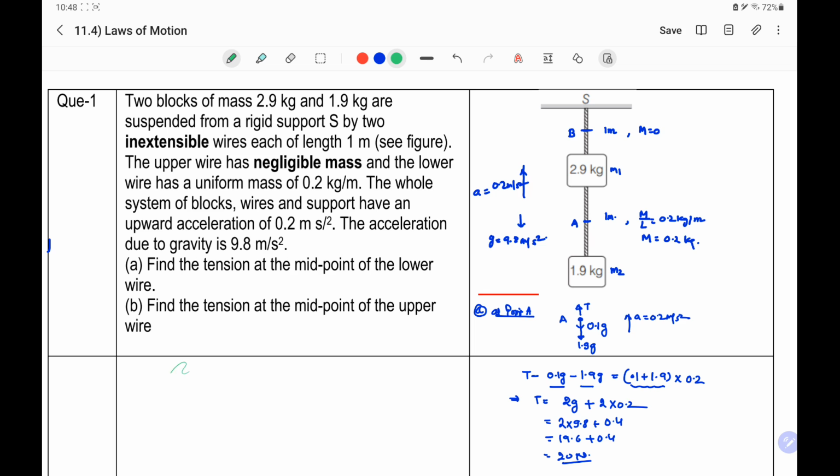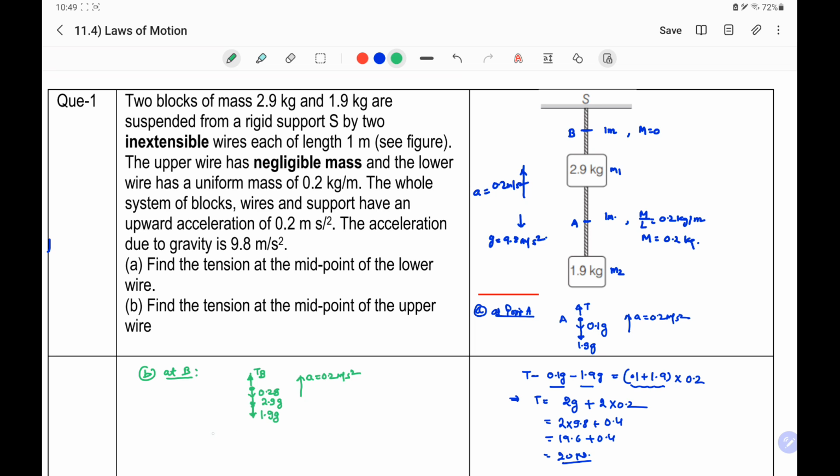Similarly, in the second case, we have to find the tension at the midpoint of the upper wire. So at point B, which is the midpoint of the upper wire, first we have to make the free body diagram. The forces acting downward are the weight of the body of 1.9 kilogram, also the body of 2.9 kilograms, so its weight is 2.9 g, and also the mass of the lower wire, the upper wire is massless, so it will be 0.2 into g, and tension at point B is Tb in the upward direction, and the whole system is moving with an acceleration a equal to 0.2 meter per second square.